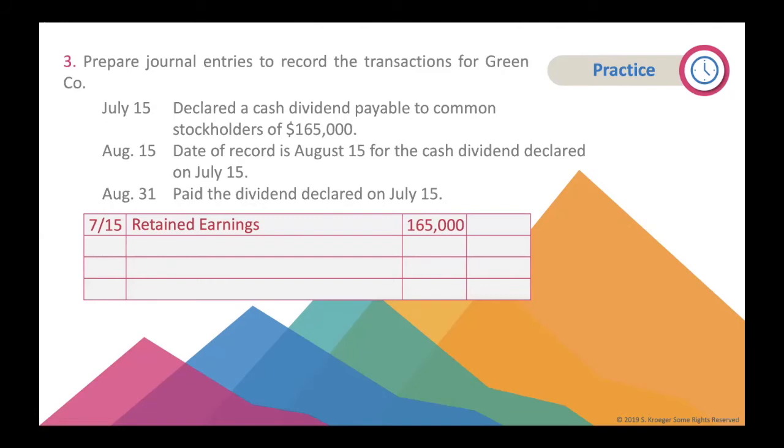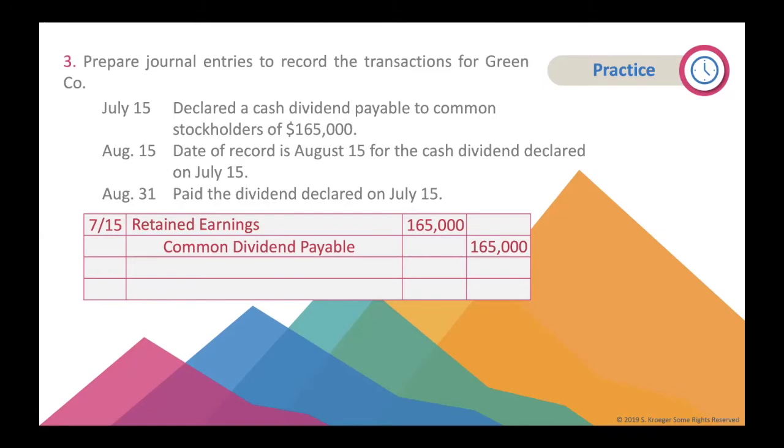Remember, it is the liability account. It is the common dividend payable account. Remember, payables are liabilities. The amount is the same of $165,000. Next is August 15th. This is the record date. Remember, shareholders need to own stock by this date in order to be eligible. What is the journal entry for the record date? There isn't one.